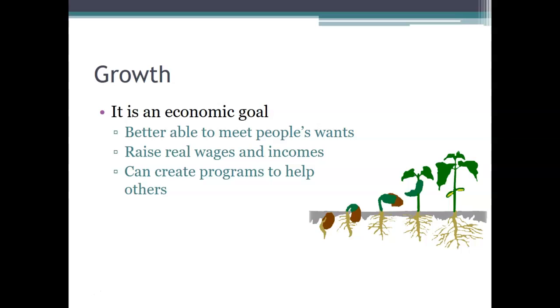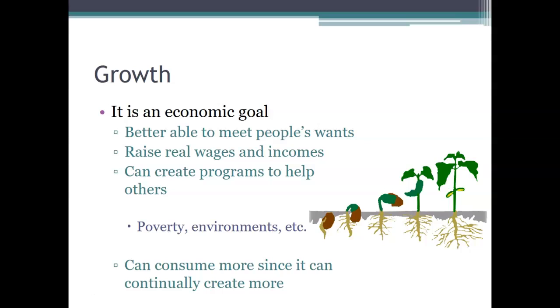It might be able to raise real wages and income since there's more surplus. You can actually push that onto everybody else, which is always good. You can also create programs to help others. If it's a welfare program, if it's an international financing type program, microfinancing in some cases, that is the idea. Okay, you can help out with poverty, environmental issues. That is one reason why it is a main goal of economies.